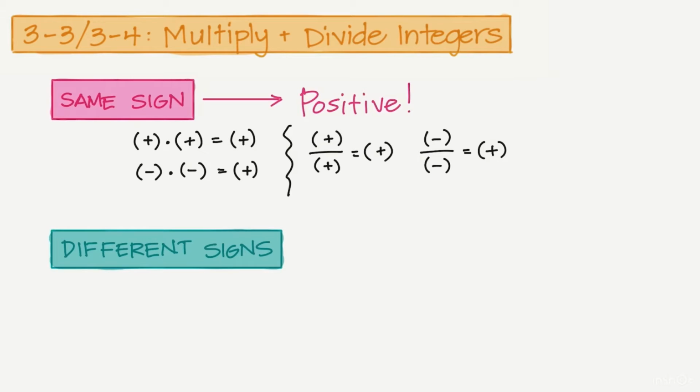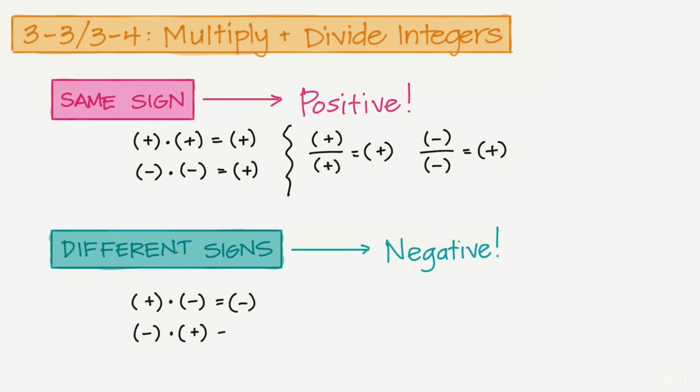Now, when the two numbers have different signs, where one is positive and one is negative, it is always going to give you a negative answer when you're multiplying or dividing them. So, for instance, if I start with a positive and I multiply it by a negative number, I'm going to get a negative result. Or if you start with a negative and you multiply it by a positive, you still are going to get a negative answer.